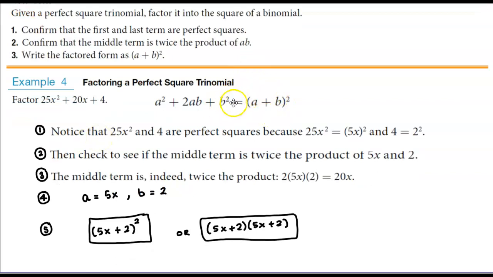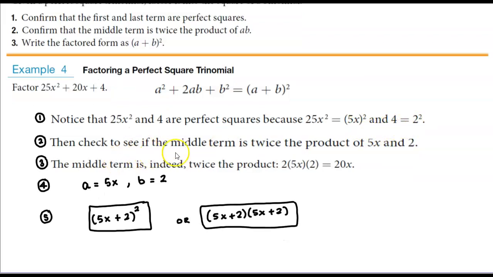Now we're going to use the plus form since we have a plus in between those terms. So notice that 25x squared and 4 are perfect squares. Because what number do we have to square to get 25x squared? We'd have to square 5x. What do we have to square to get 4? We know that it has to be 2.